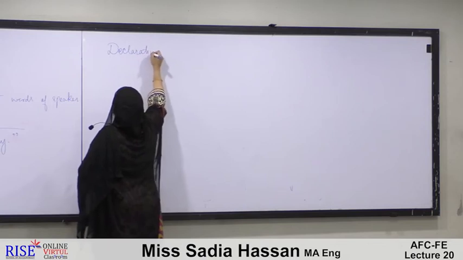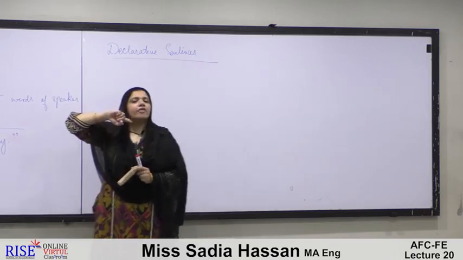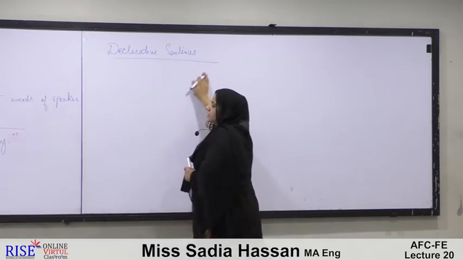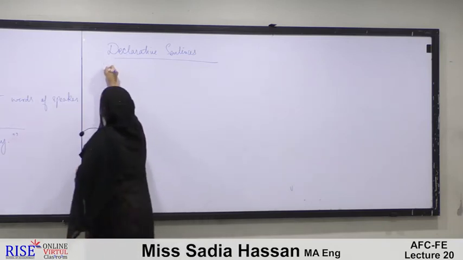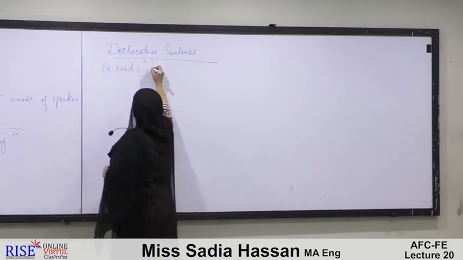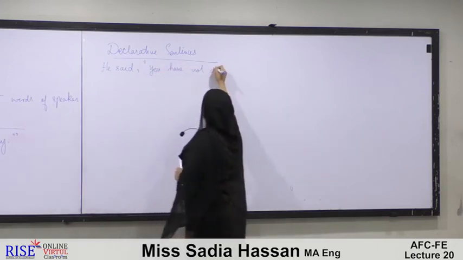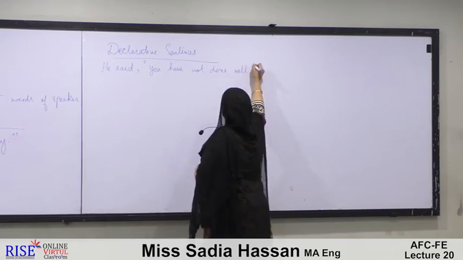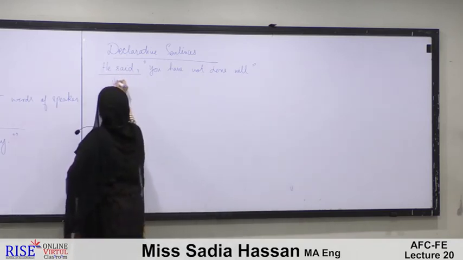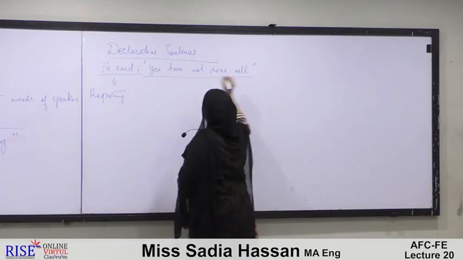What do we mean by declarative sentences? Declarative sentences are those sentences which deliver an information or a message. Fine. And we are going to see how this message is changed from one form to another, like from direct to indirect. He said, "You have not done well." Fine. This is called reporting speech. As we have already read, this is called reported speech.